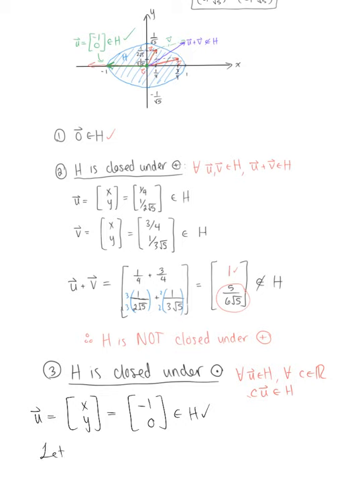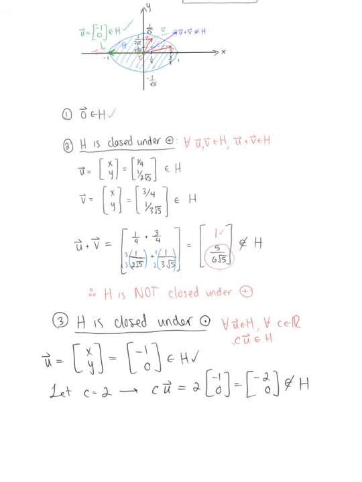If we let c be 2, then the scalar multiple c times vector u, so 2 times -1, 0, is equal to the vector -2, 0, which is certainly not in H. And so we have confirmed here that therefore H is not closed under scalar multiplication.